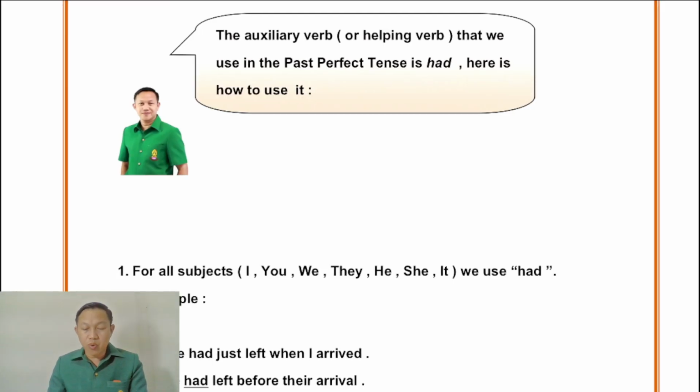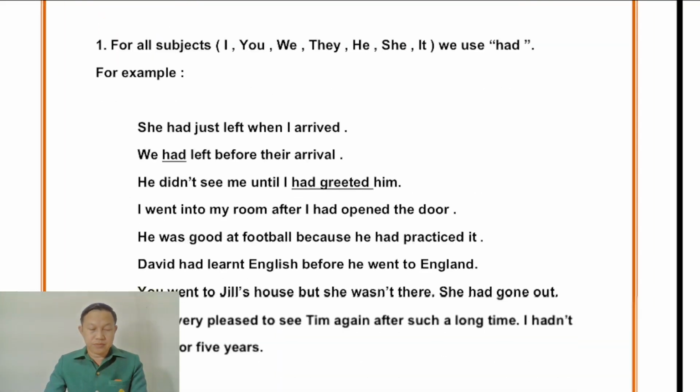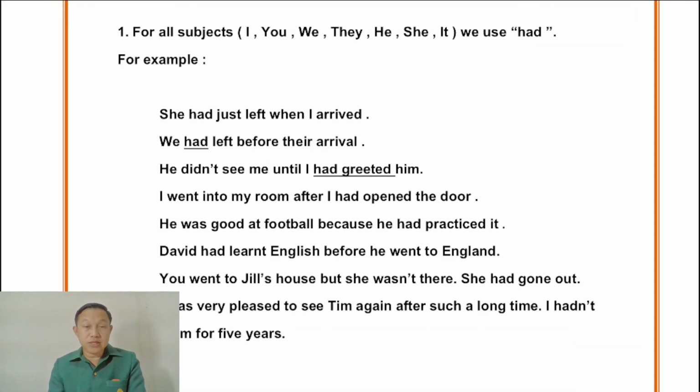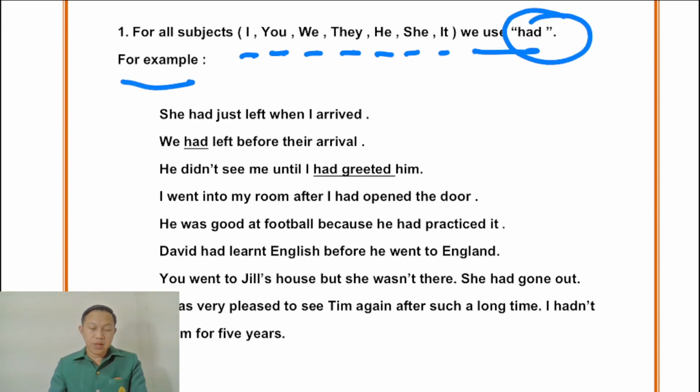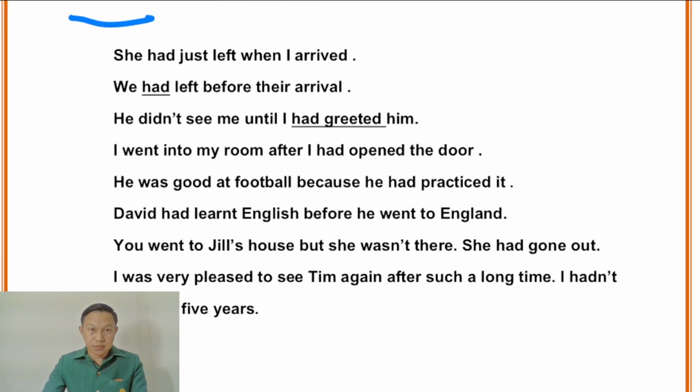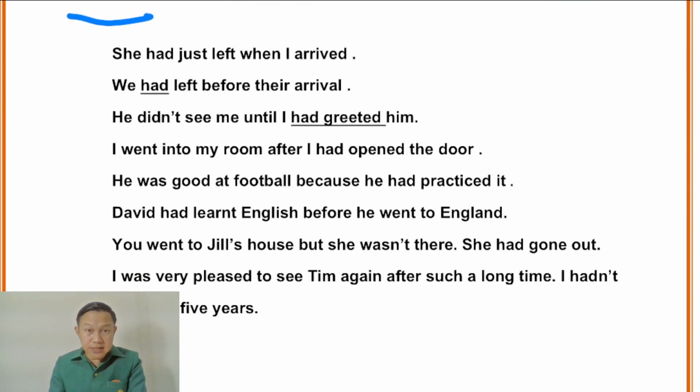The auxiliary verb or helping verb that we use in the past perfect tense is had. Here is how to use it. For our subjects, I, you, we, they, he, she, it, we use had. For example, she had just left when I arrived. We had left before they arrived.